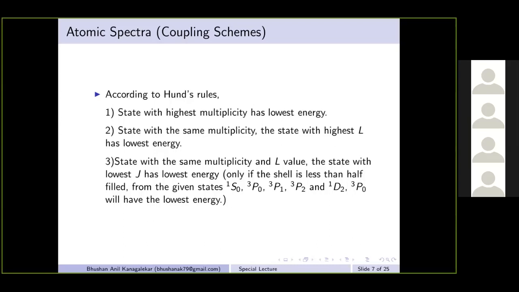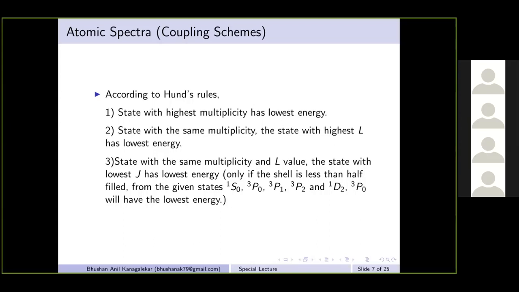And if the states have the same multiplicity and the same L value, like 3P0, 3P1 and 3P2, then the lowest J will have the lowest energy. Lowest J, that is 3P0, will have the lowest energy, provided the shell is less than half filled. Otherwise, it will be the opposite of it, I suppose.